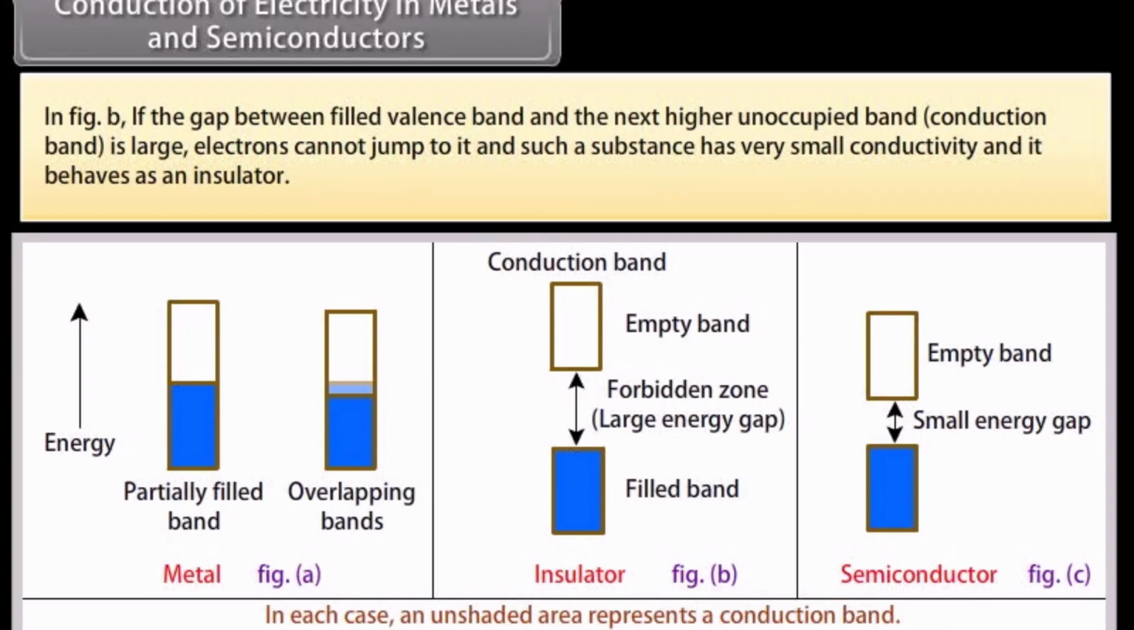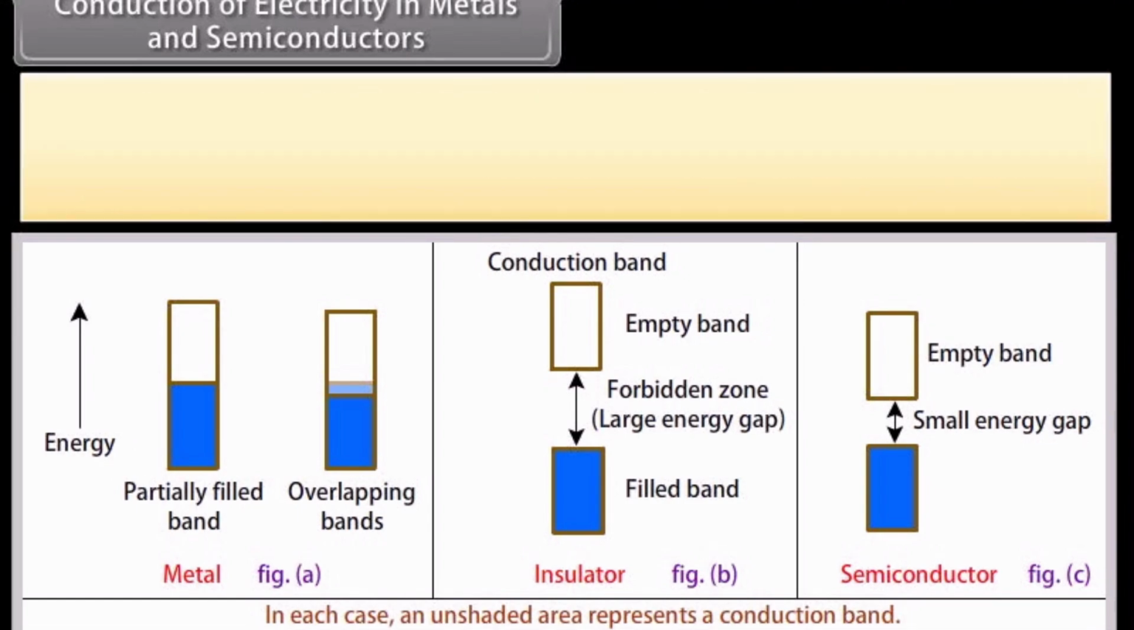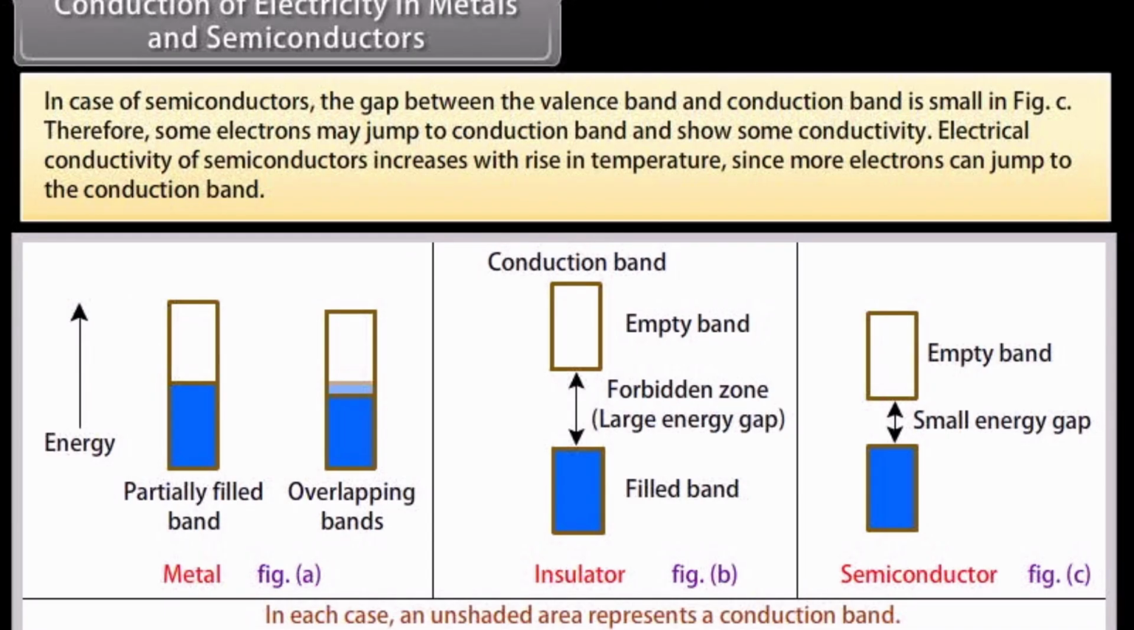In Figure B, if the gap between the filled valence band and the next higher unoccupied band, the conduction band, is large, electrons cannot jump to it, and such a substance has very small conductivity and behaves as an insulator. In the case of semiconductors, the gap between the valence band and conduction band is small, as in Figure C. Therefore, some electrons may jump to the conduction band and show some conductivity. Electrical conductivity of semiconductors increases with a rise in temperature since more electrons can jump to the conduction band.